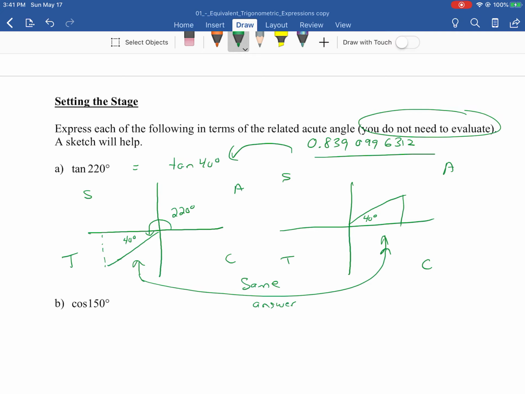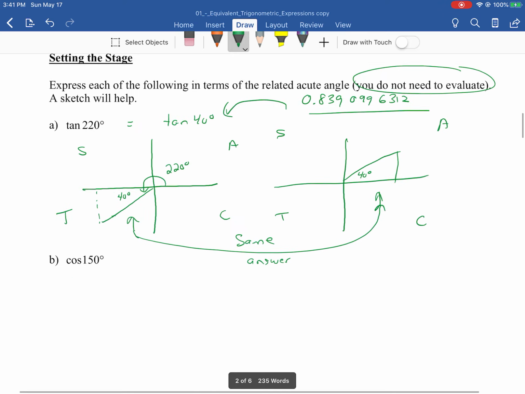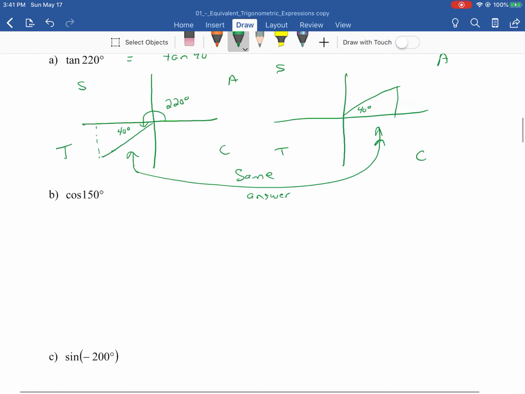How do we know how to find these angles? We use the related acute angle. Find out the related acute angle for the first one. And again, hugely important sentence here: find the related acute angle for yours, and that will lead you towards the answer.